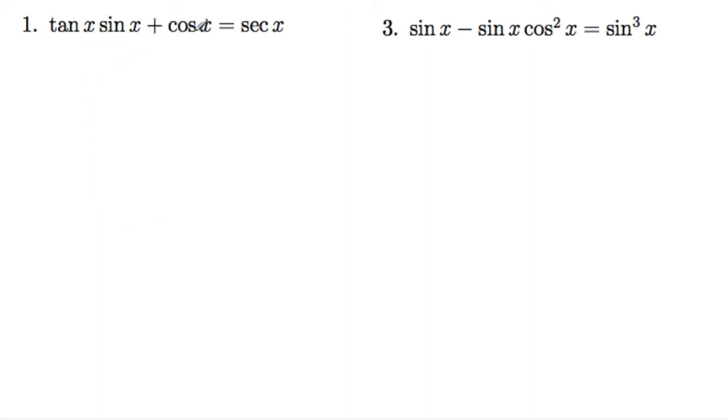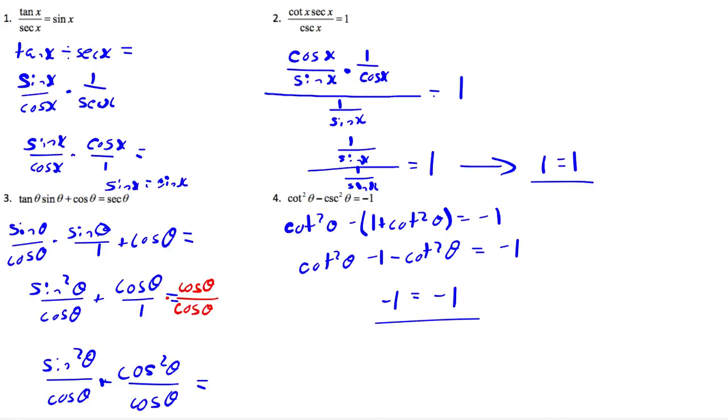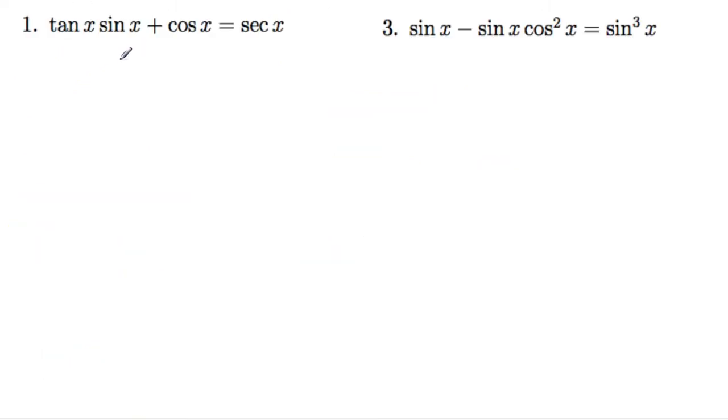tangent of x plus sine of x plus cosine of x is equal to secant of x. Well, wait, that's one we just did, right? Sine of x, tangent of x, yeah, so we just, see previous slide, we just did that one. I think I put that on here to see if anybody in class is paying attention.